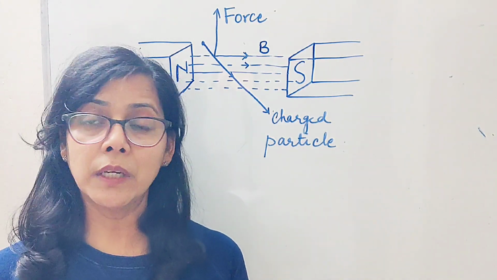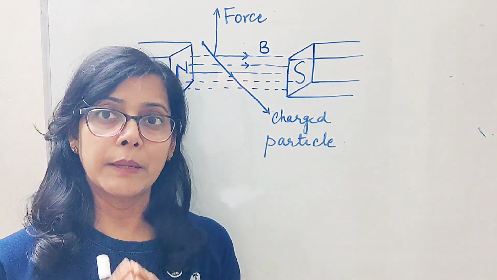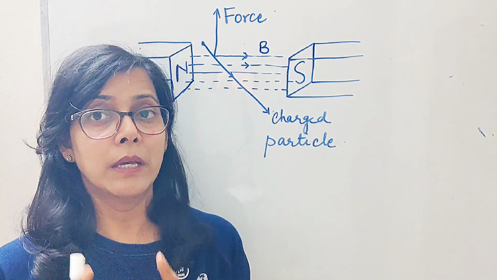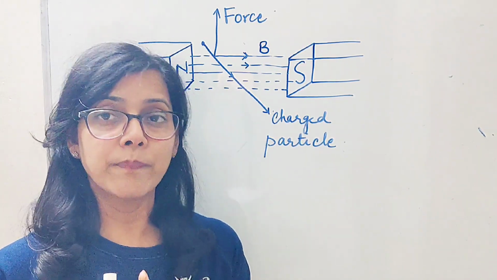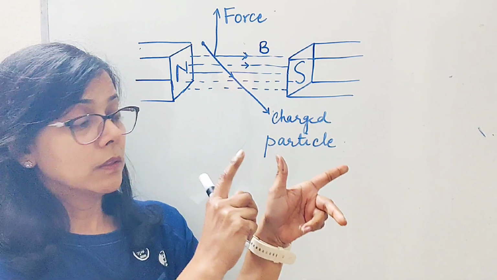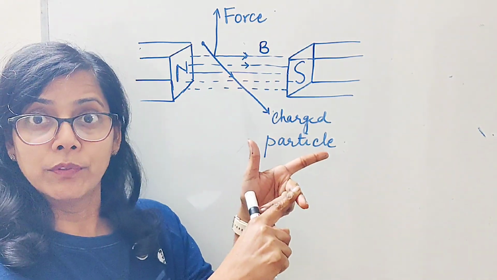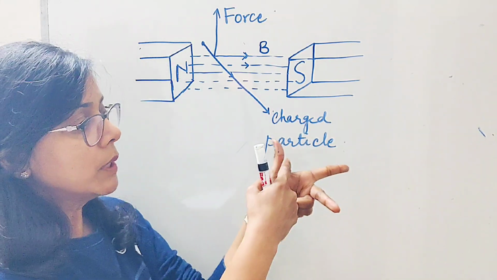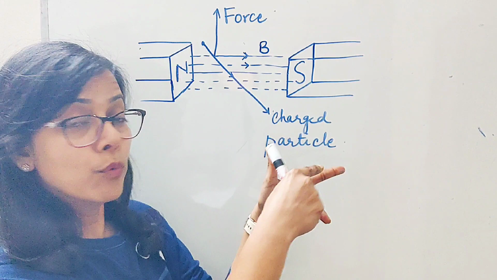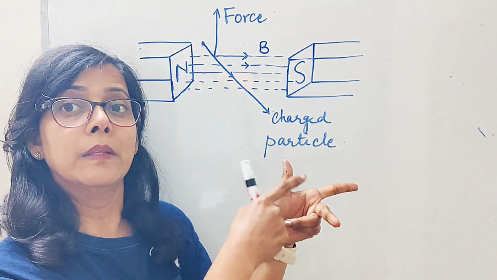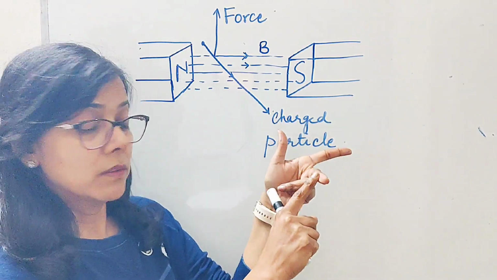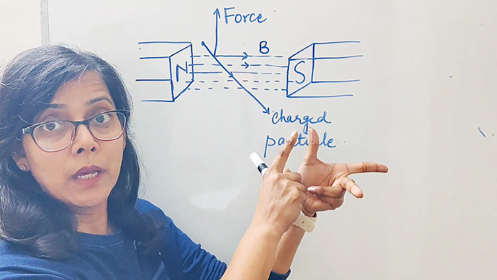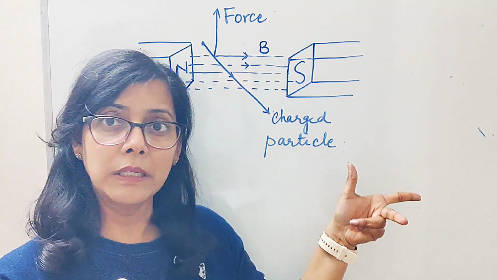So how we will find out this? We will apply Fleming's left hand rule for that. And what is Fleming's left hand rule? Fleming's left hand rule says that if we stretch these three fingers of our left hand in such a way that they are mutually perpendicular, then the forefinger points towards the magnetic field, the central finger points towards the current, and the thumb points towards the force.